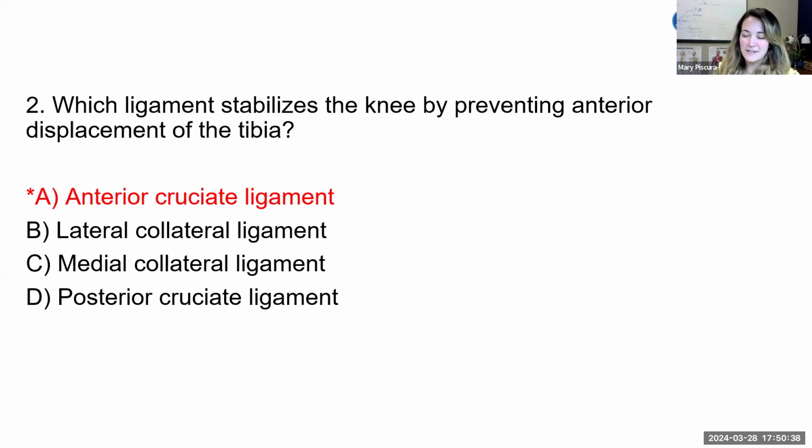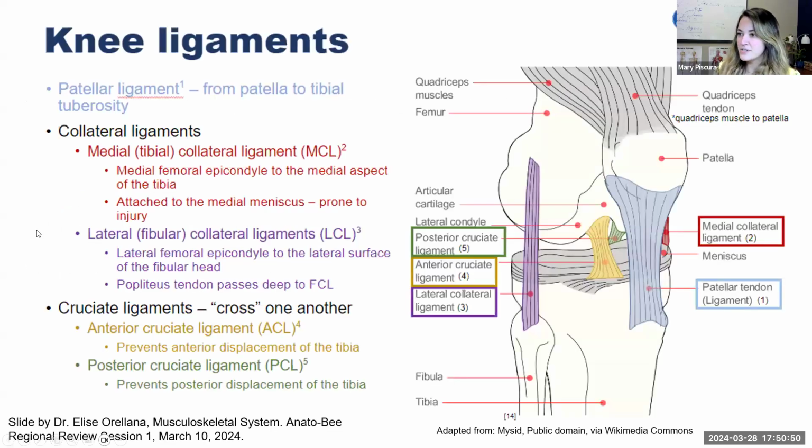When something goes wrong, based on where a blow could be, those could be a little tricky to wrap your head around. But in terms of what they're doing in a healthy patient, the names can key you into where they're providing stability. So here's a really good lecture slide. This is from Dr. Oriana from the musculoskeletal system presentation that she gave us on March 10th in this first review session. You don't need to worry too much about these specific attachment sites, but just focus on the fact that there's going to be both medial and lateral collateral ligaments. And so those are going to be providing support on either side.